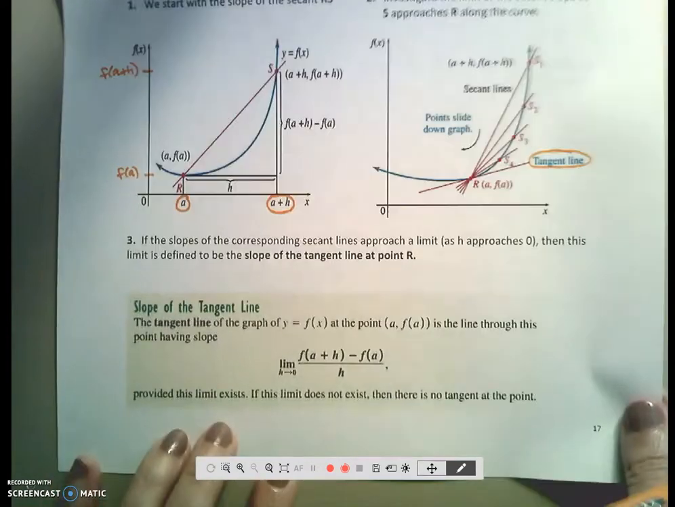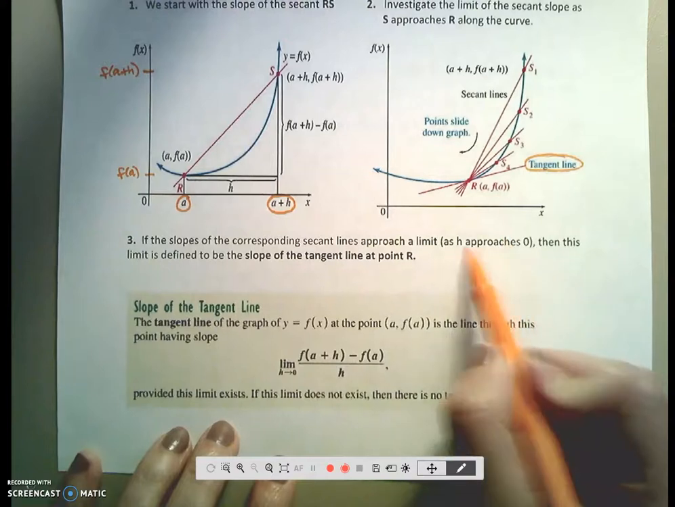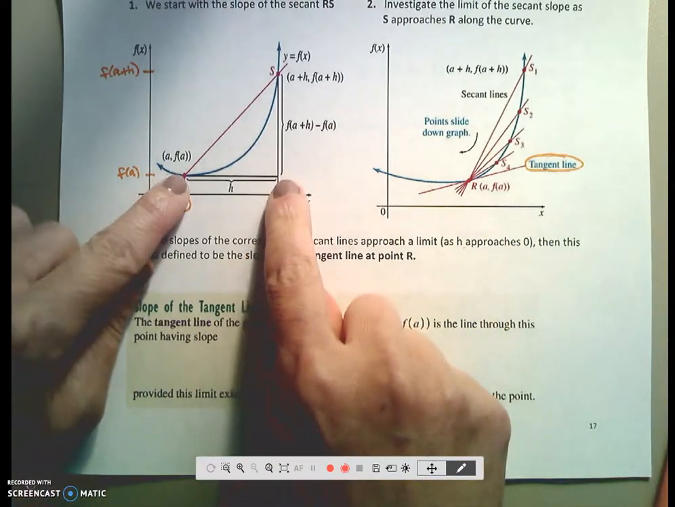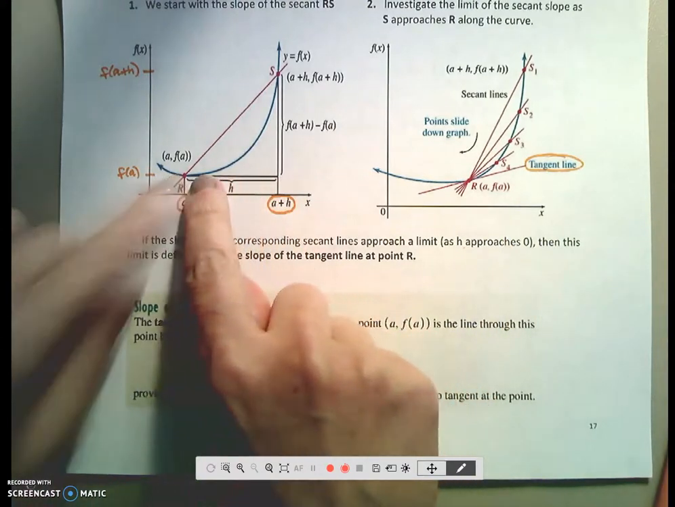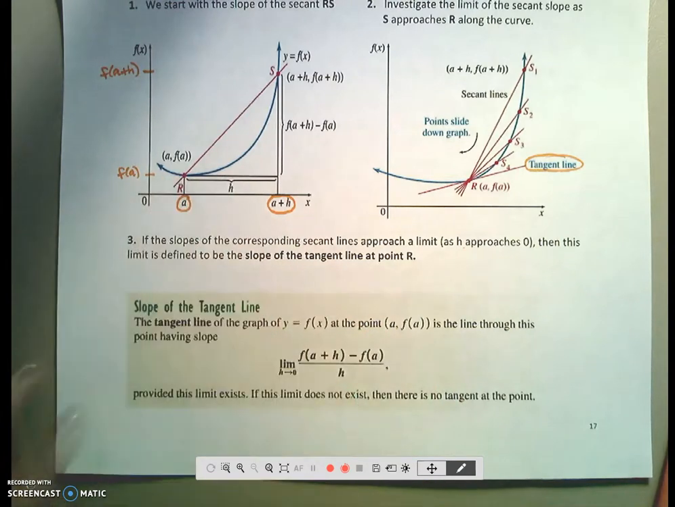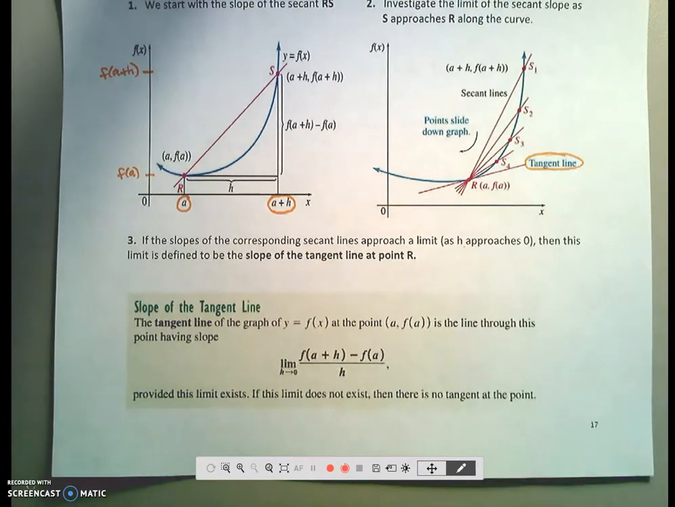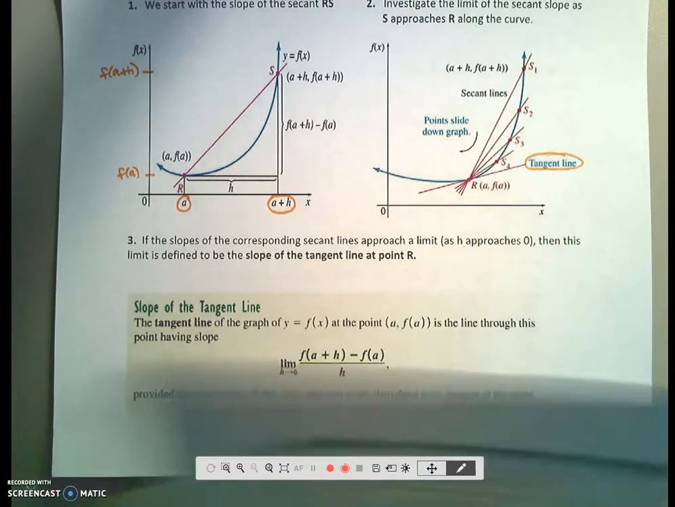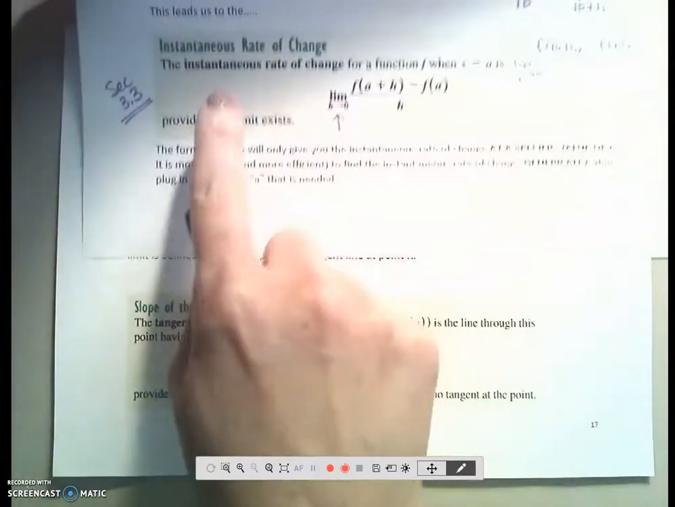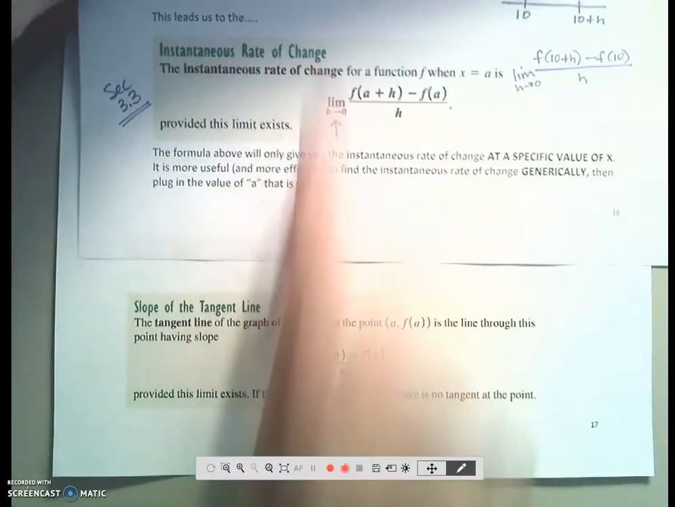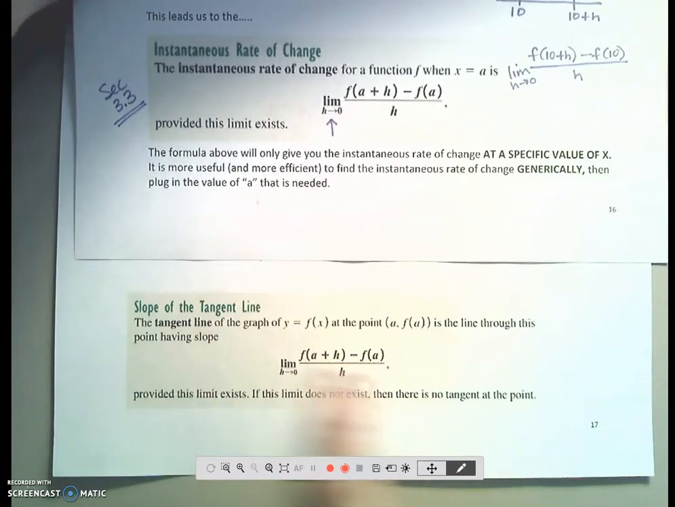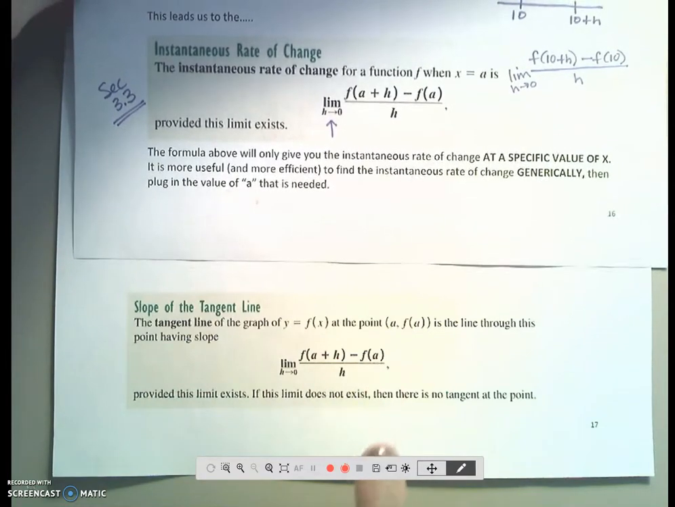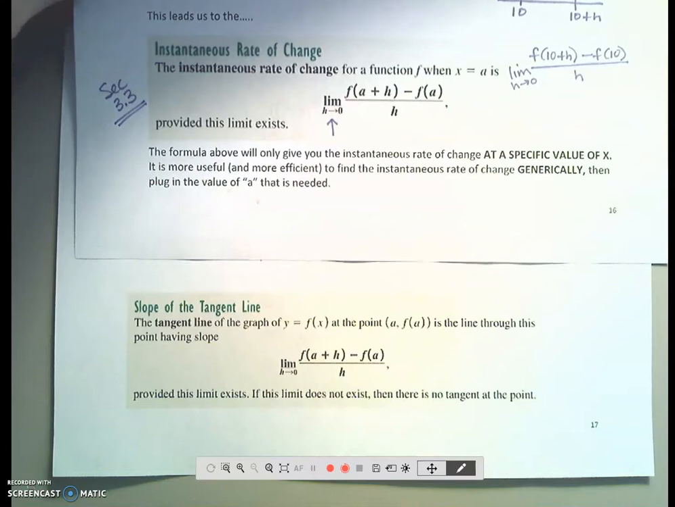So what's happening is h is approaching 0. We're trying to make this distance between the two points shrink until we're really just honing in on what's happening at r, and that would create our tangent line. This is the same as what we saw on the last page, but on the last page it was called instantaneous rate of change, and now it's called slope of a tangent line, but it's the same formula. It just means it has two interpretations.